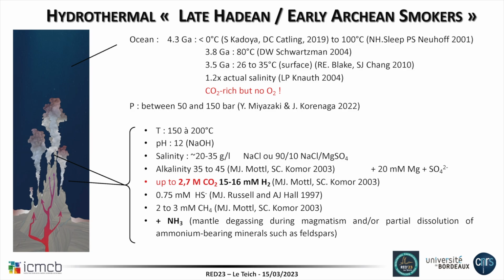There were different studies based on rock analysis that hypothesized that the formation of these rocks couldn't happen at 300 Celsius degrees, for instance, neither at 100 or less Celsius degrees. So the temperature of the fluid could have been somewhere in between. Salinity a little bit equivalent to what we have now. An alkalinity between 35 and 40, and a high concentration of CO2 dissolved in the fluid.